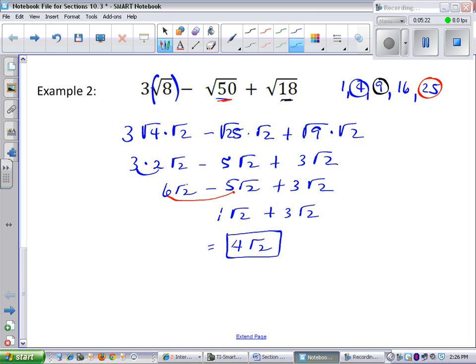Now, I would like to show you how to do this when using the CPLX root program on the calculator. You need to get out your calculator. If you don't have it programmed, you need to get one of us to program it. I'm going to recopy the problem. 3 square roots of 8 minus the square root of 50 plus the square root of 18, and I'm going to use the CPLX root program from now on.